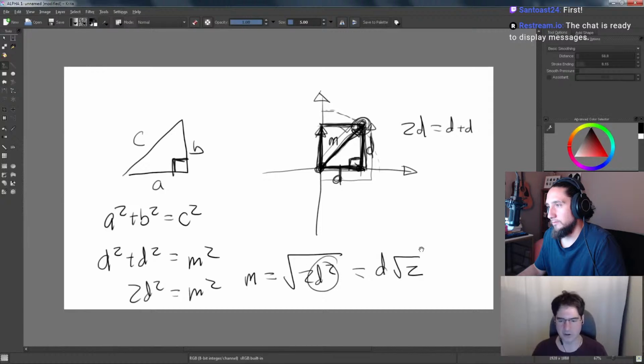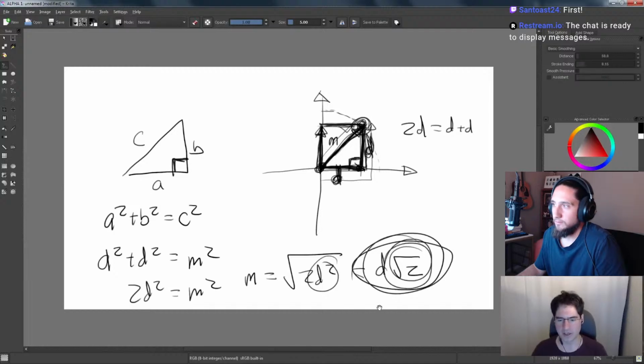We can't really simplify that anymore because root 2 is not going to be a whole number. That's going to be an actual long decimal. But that right there is the answer. And so what you can see is if you have a movement where you're moving by x and by y by a certain amount, which is d, then the actual movement that they will appear to have when the player starts walking on the diagonal is root 2, right?